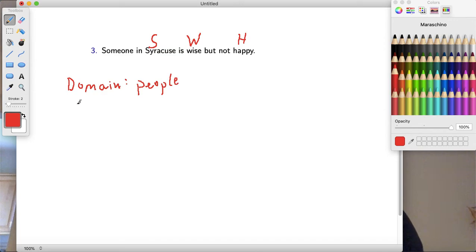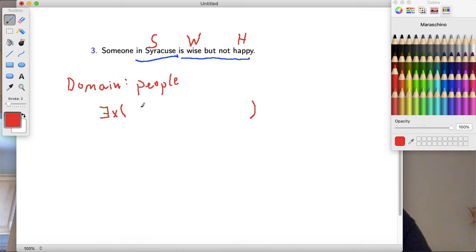Right, so let's think about that. This would be saying, okay, there exists some x in the domain of people such that, I should have said about the restrictor predicate, right? The restrictor here is "in Syracuse." We're talking not just about people quite generally, but just people in Syracuse. So that's our restrictor predicate. What we're saying is true about some of them is that they're wise but not happy.